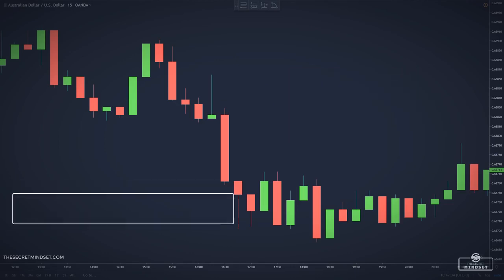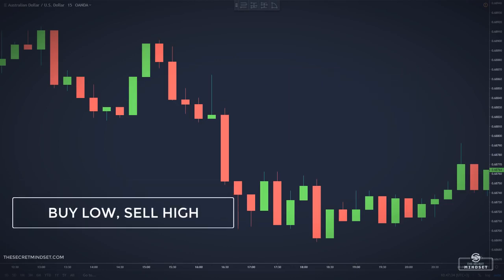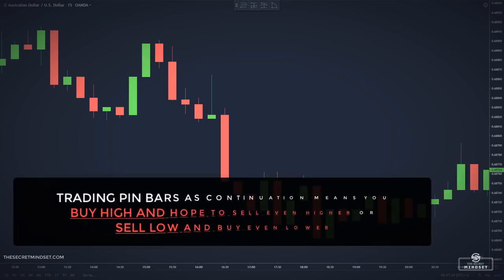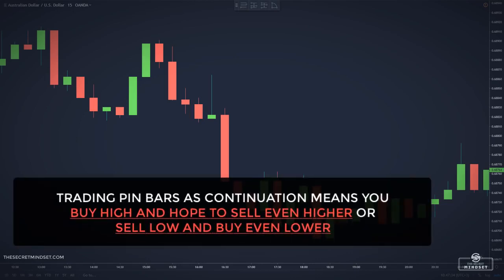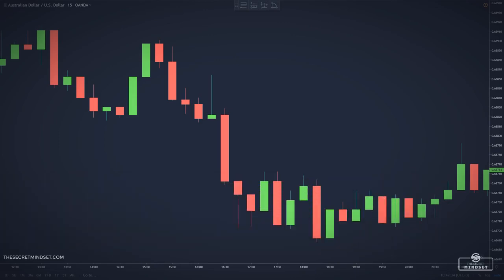The number one rule in trading and investing is buy low and sell high. Trading pin bars as a continuation means you buy high and hope to sell even higher, or sell low and buy even lower. It might work in some cases, but the high probability trade is to treat pin bars as reversal signals.